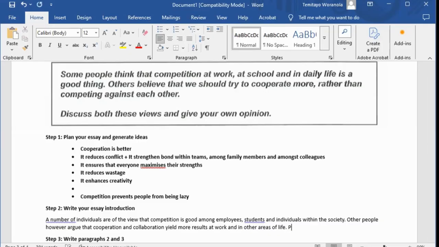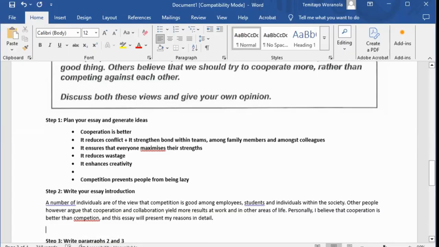Personally, I believe that cooperation is better than competition. And this essay will present my reasons in detail. Full stop. Ladies and gentlemen, that's my introduction.